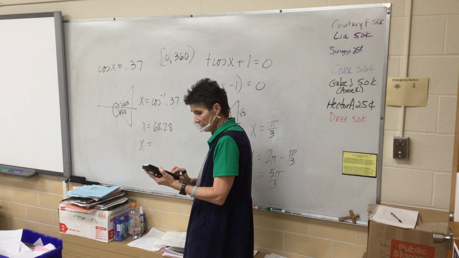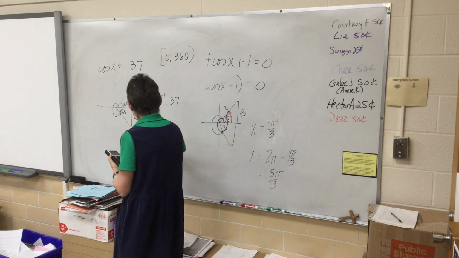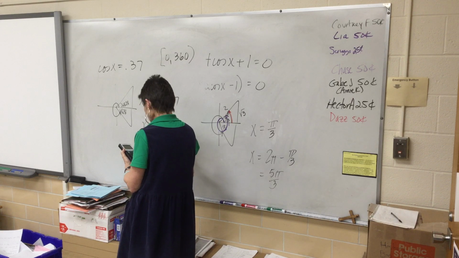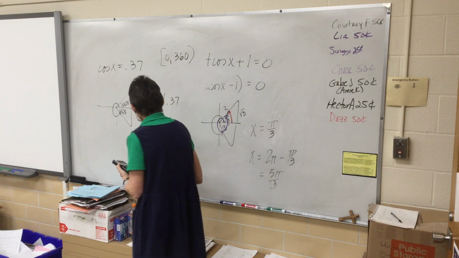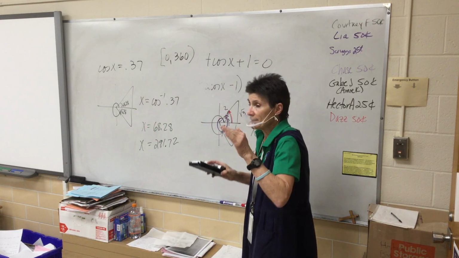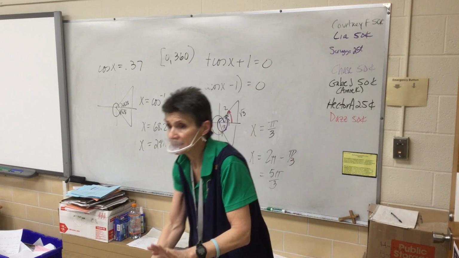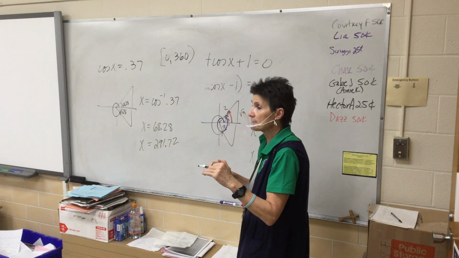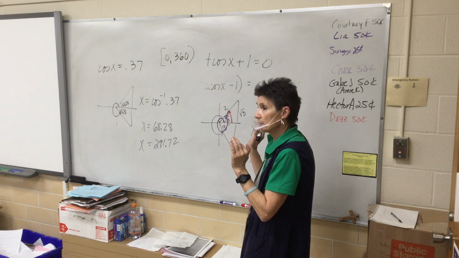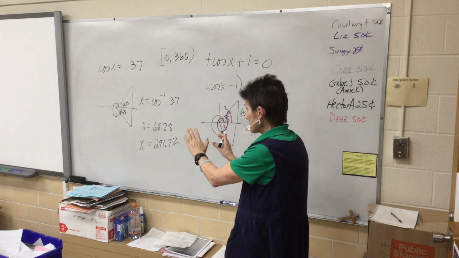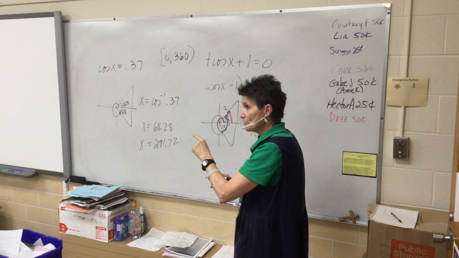360 minus that. So 291.72. So right now we're in degrees. We're going to do it in radians in a minute, but right now we're in degrees. And those are the answers in the first revolution.